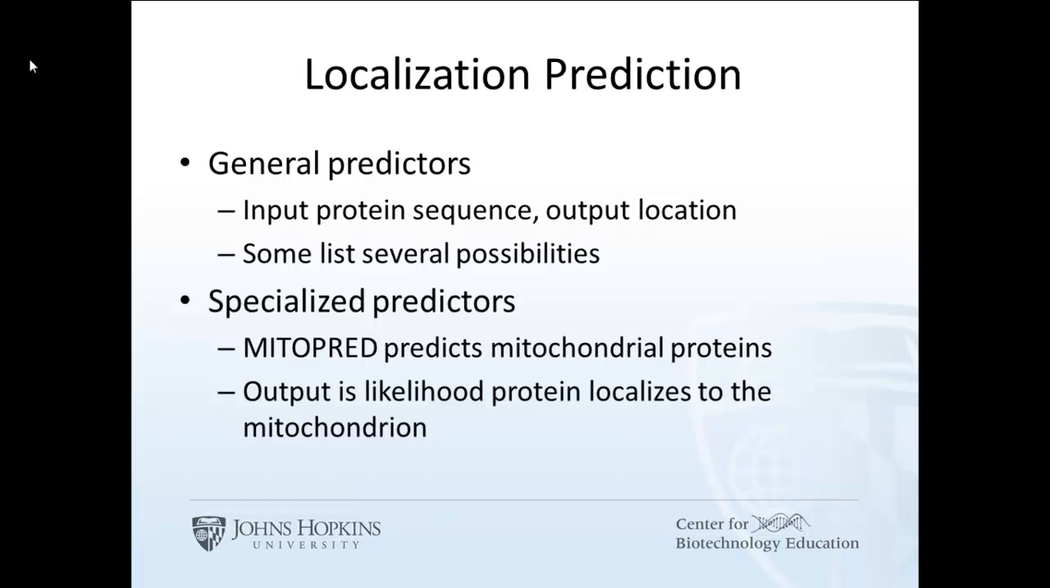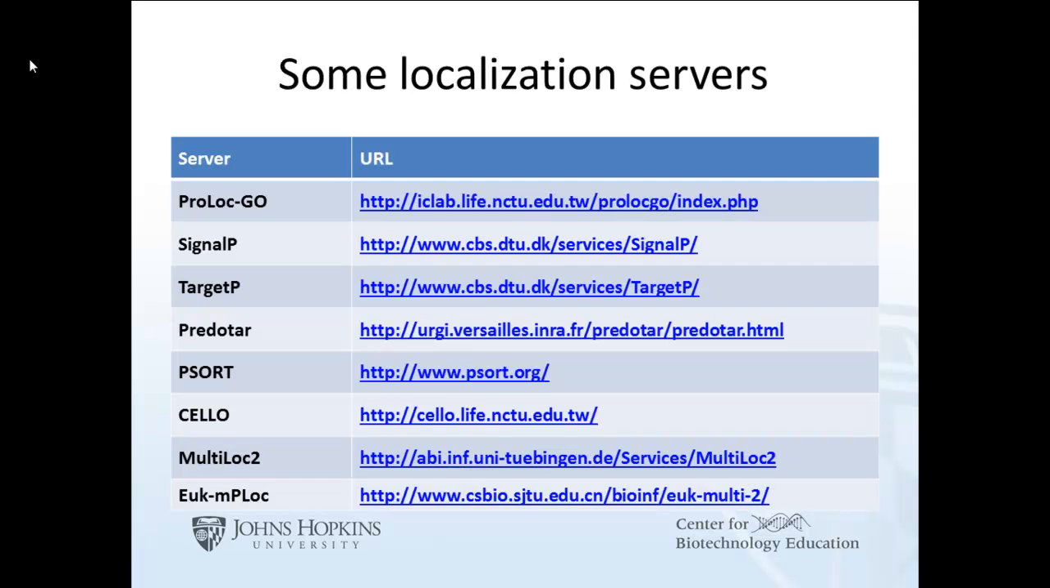For example, a program called Mitopred, well, you might not be surprised, predicts whether or not a protein goes to the mitochondria. It's a yes-no question, and the output of such programs is usually pretty simple and expressed as a percentage. For example, the prediction might say that a protein is 78% likely to be mitochondrial based on its sequence. Here are just some of those web servers, and there are quite a few out there.